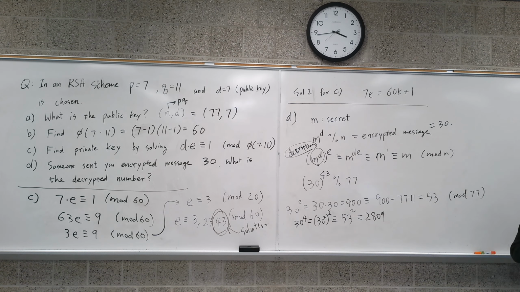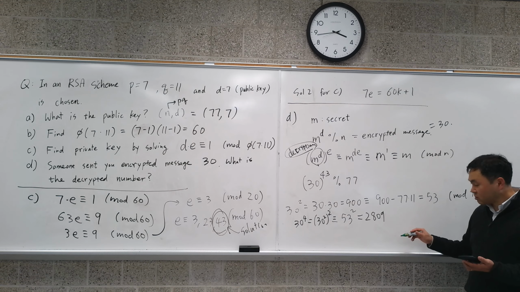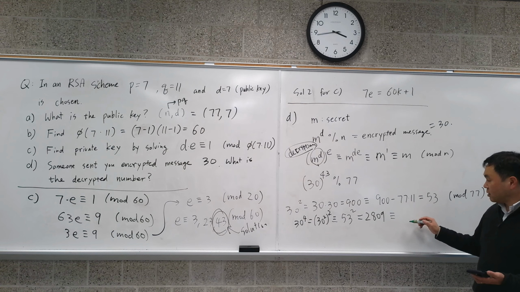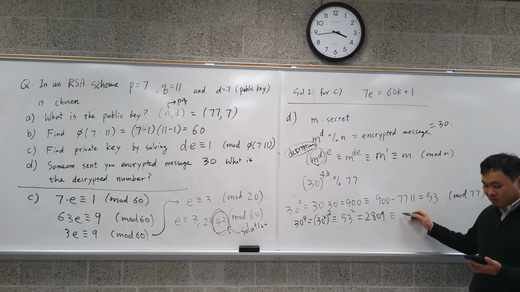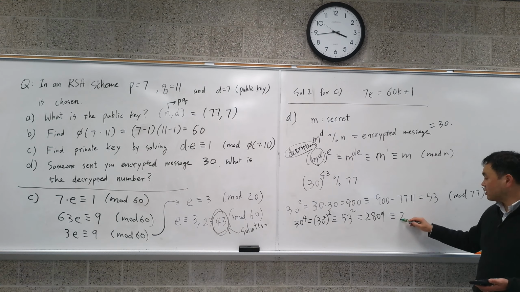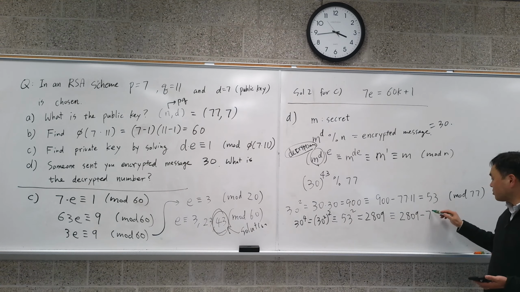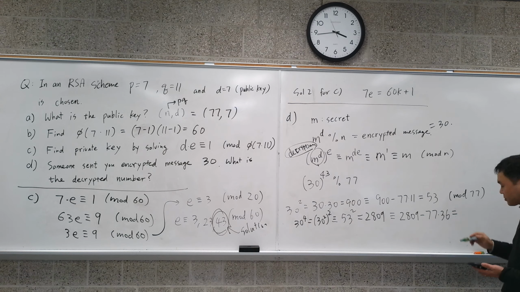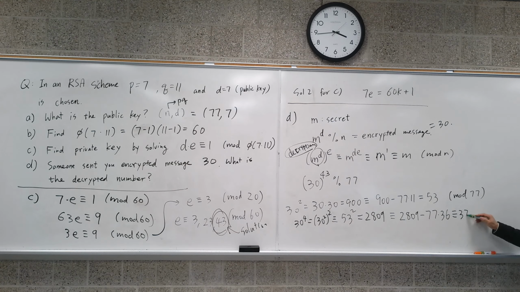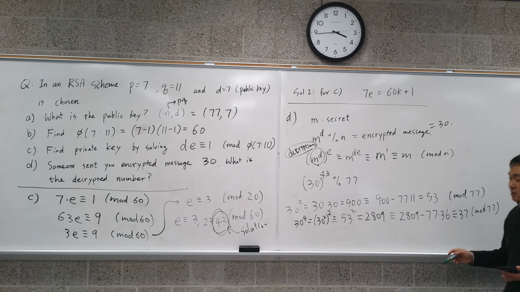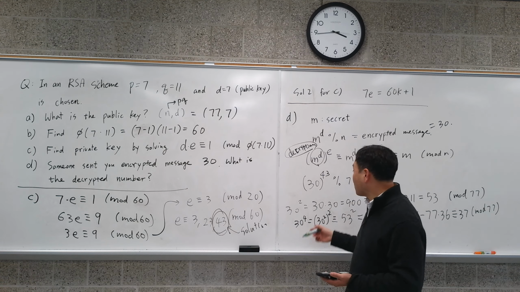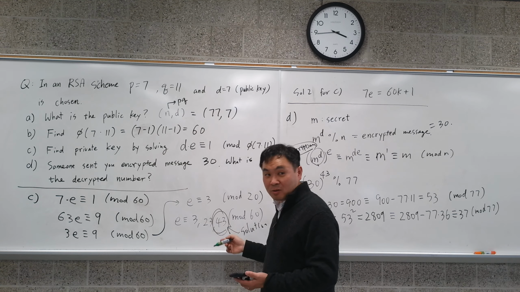Again, you want to divide this by 77 to see how many times this goes in. If I do 2809 divided by 77, I get 36 point something. So I need to do 2809 minus 77 times 36. Let's see what that gives us. I get 37, again in mod 77. Okay. By squaring the square, you can quickly get there relatively easily.